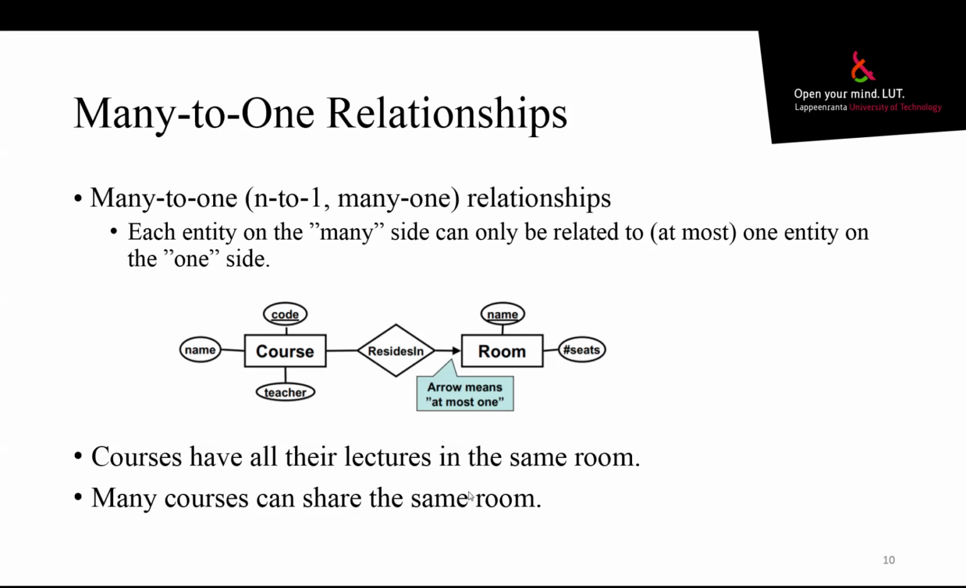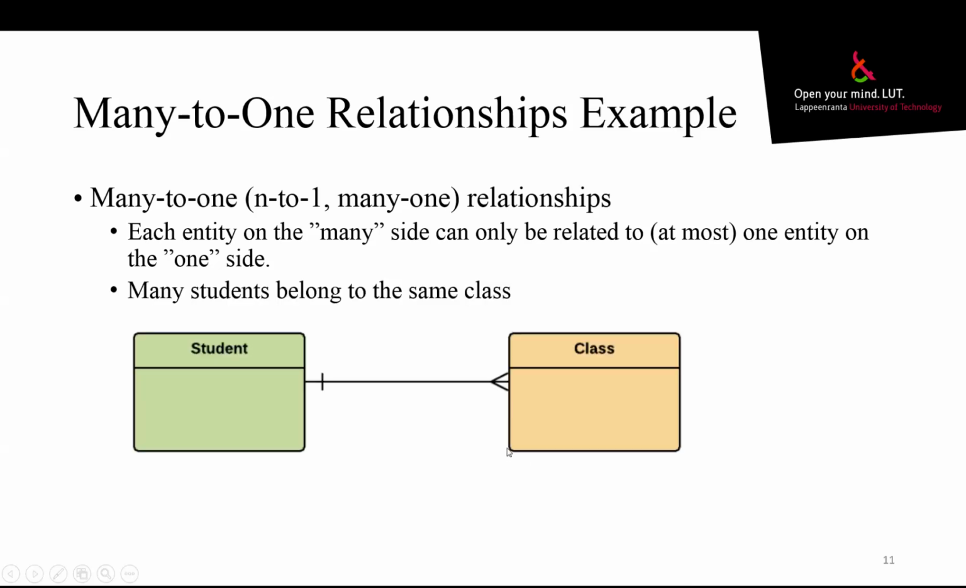To give you another example of that, let's look at this. So many students can belong to the same class. So this is just a way to show you the opposite of the earlier one we spoke about. So there can be many students belonging to a particular class, a particular database class, for example.